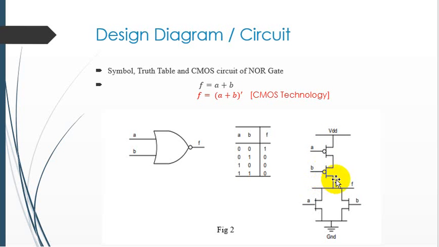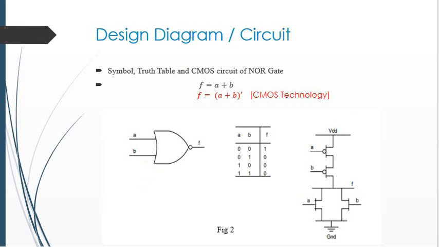So here you can see that the PMOSes are connected in the form of series, and then the NMOSes are connected in parallel combination. So this is the basic overview of our basic universal gates, NAND and NOR. The basic function, truth table, and the CMOS technology diagram are also given.